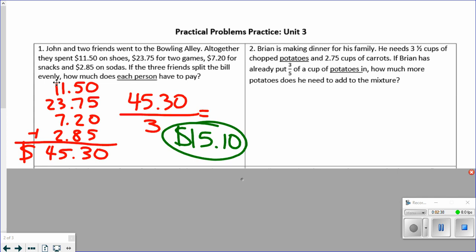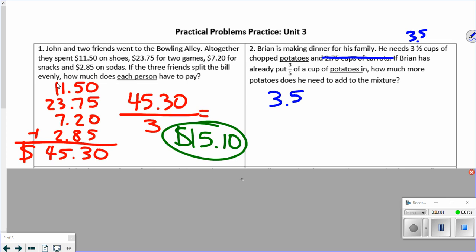Okay, so I've underlined potatoes here because they gave you some information about carrots. But does the question even ask anything about carrots? No. So I'm just going to cross that out because that is not important information. We know he needs 3½. So 3½ would really be 3.5, right? Because a half is 0.5. So let's just write it in decimal form.